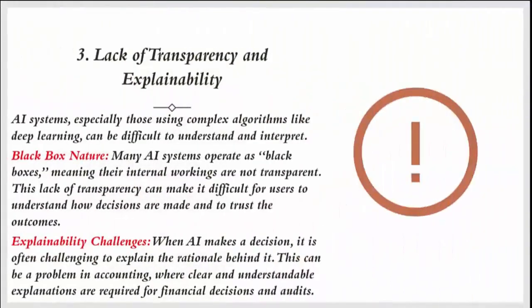3. Lack of transparency and explainability. AI systems, especially those using complex algorithms like deep learning, can be difficult to understand and interpret. Black box nature. Many AI systems operate as black boxes, meaning their internal workings are not transparent. This lack of transparency can make it difficult for users to understand how decisions are made and to trust the outcomes. Explainability challenges. When AI makes a decision, it is often challenging to explain the rationale behind it. This can be a problem in accounting, where clear and understandable explanations are required for financial decisions and audits.